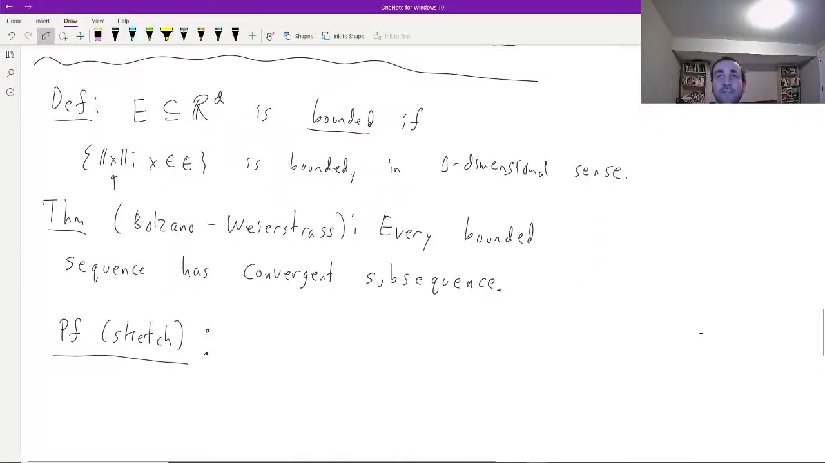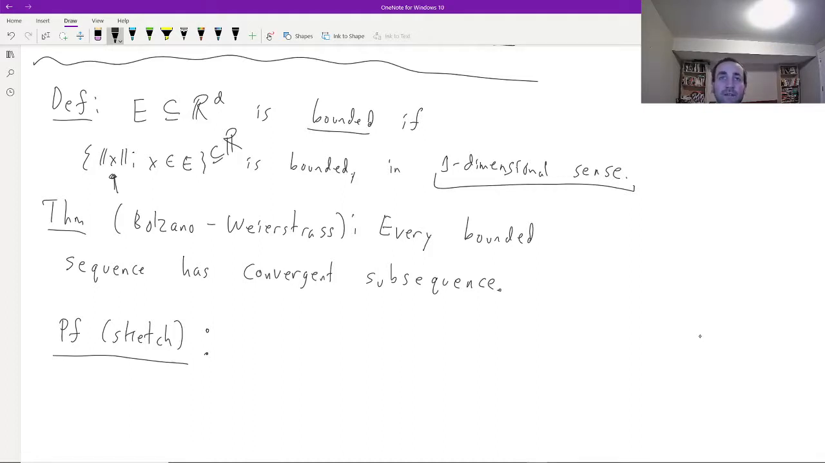So in the last video, we introduced R^d and started talking about convergence in R^d, copying wherever we could notions from one-dimensional analysis. We're going to keep on doing the same thing here. So we're going to say that a subset E of R^d is a bounded set if the norm of the elements of the set, that is, this is a subset of R, is bounded in the usual one-dimensional sense. So we're just copying that notion of boundedness and applying it to higher dimensional objects.